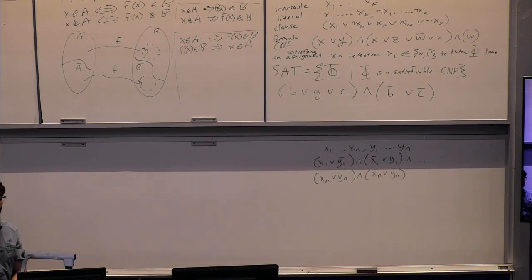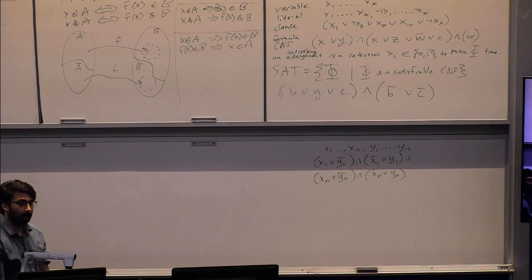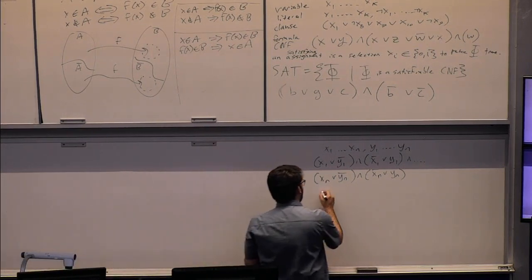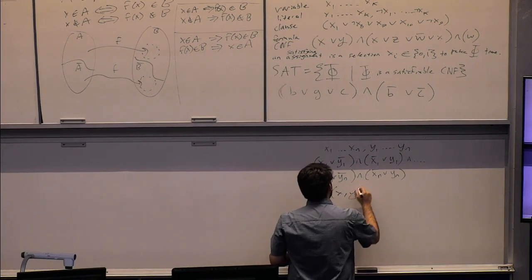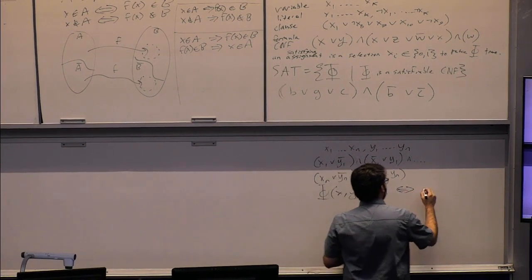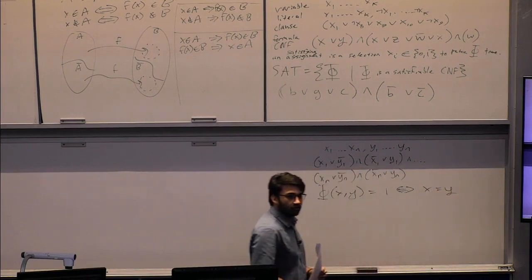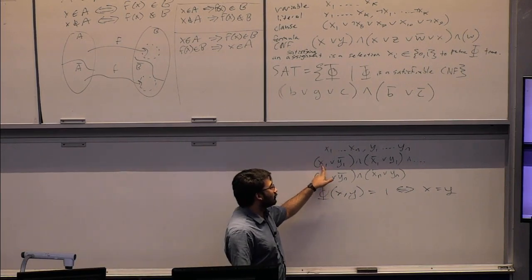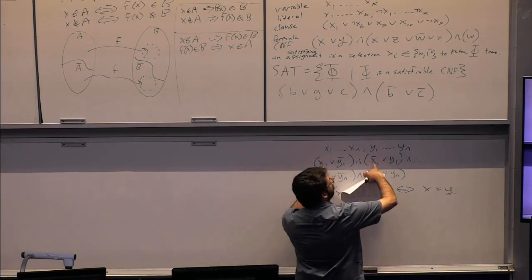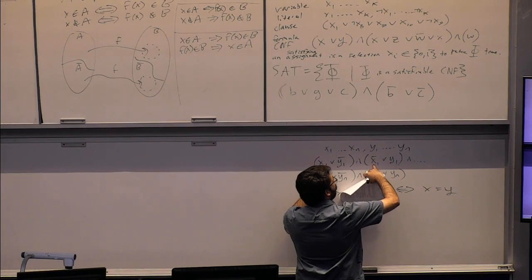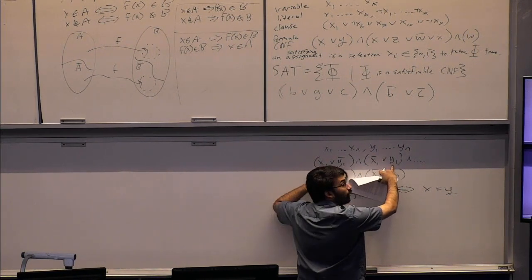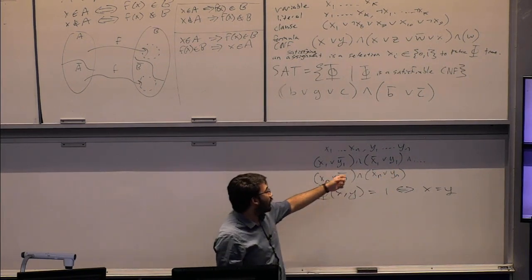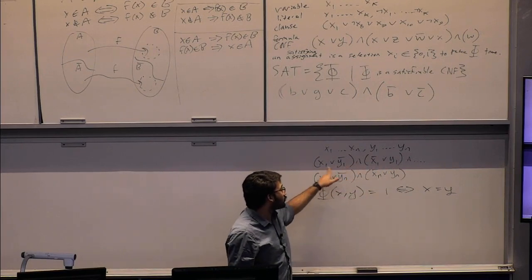Every pair of x and y is considered. Yeah, this is a CNF formula for string equality. So phi of x and y is 1 if and only if x equals y. Notice that for each xi here, if x1 is 1, then we know that the not x1 is not 1, so that's 0. So for this clause to be satisfiable, it forces y1 to be 1. And if y1 is 1, this is going to be a 0, so it forces x1 to be 1.